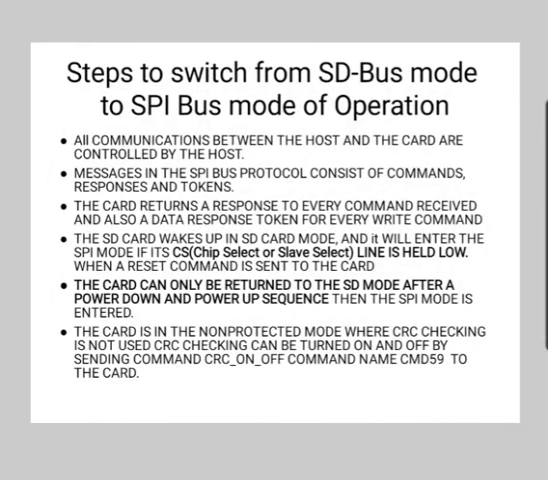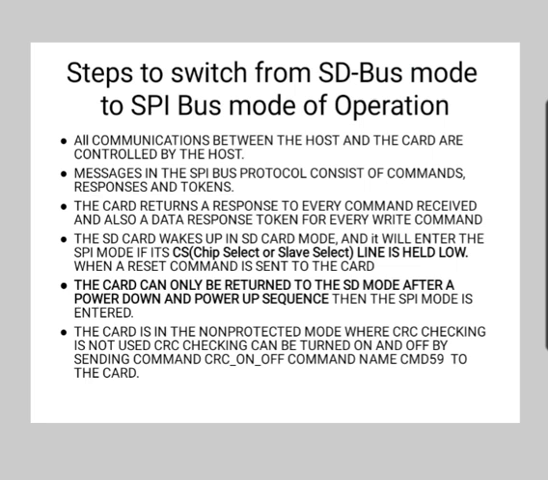Next are the steps to switch from SD bus mode to SPI bus mode of operation. Here all communication between the host and the card is controlled by the host. The messages in the SPI bus protocol consist of commands, responses and tokens. The card returns a response to every command received and also a data response token for every write command. The SD card wakes up in SD card mode and it will enter the SPI mode if its CS, that is chip select line, is held low.